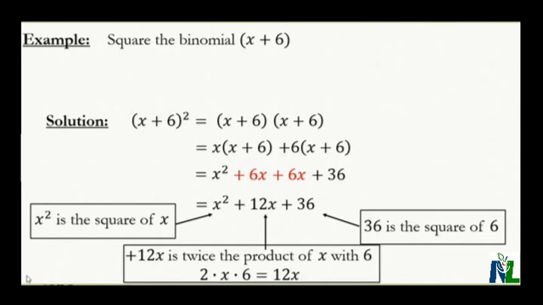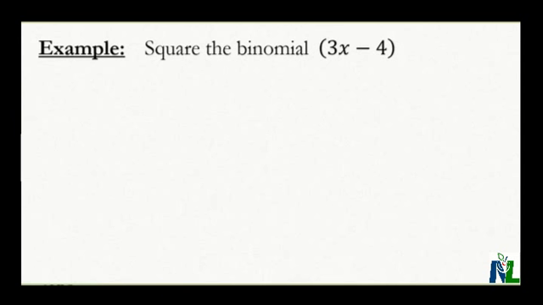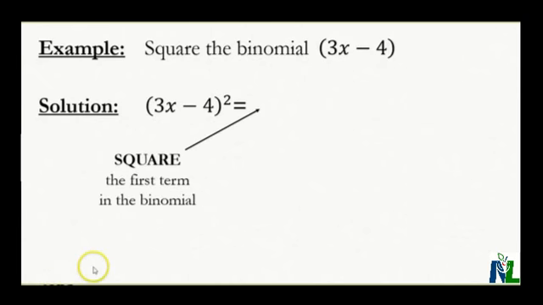Now let's apply our rule to another perfect square example. If we are asked to square the binomial 3x subtract 4, we can write it in this form. Since we are multiplying a binomial by itself, the resulting polynomial will be a perfect square trinomial, which means the first term is the square of the first term in the binomial. So 3x all squared gives 9x squared.